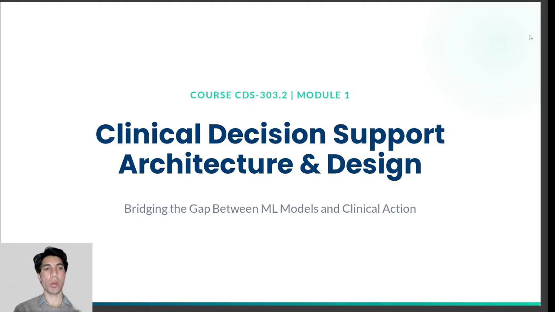So, today we will be discussing what are called Clinical Decision Support Systems, or CDS systems. The purpose of these systems is that they bridge the gap between machine learning models or traditional clinical rulebooks and clinical action. So let's see how they do it.